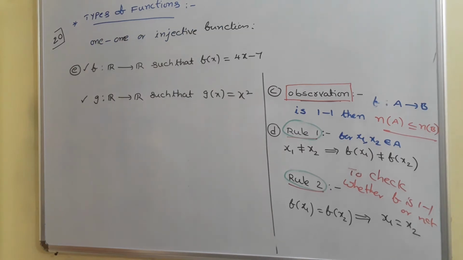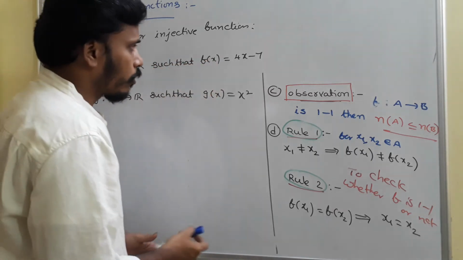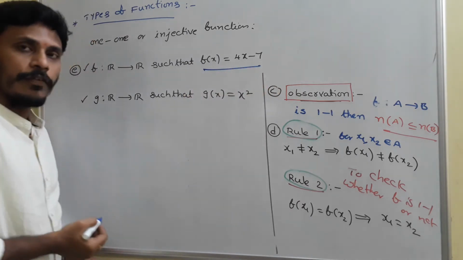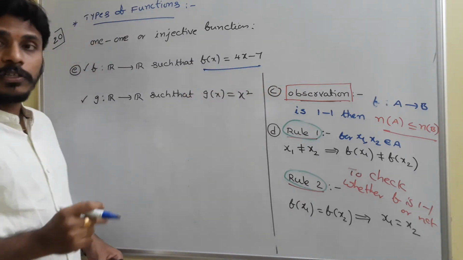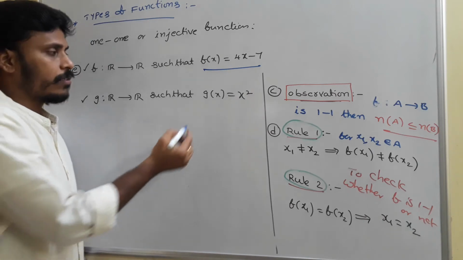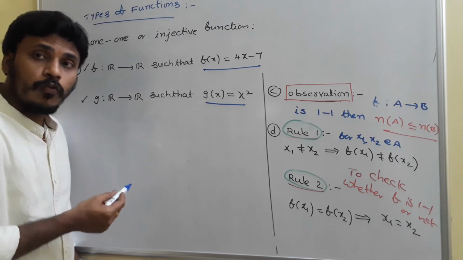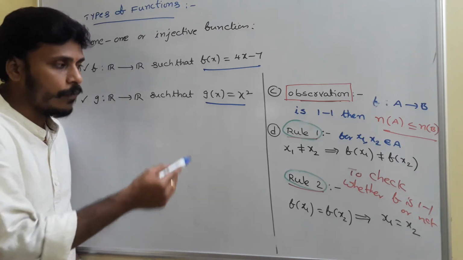Now, I have two examples on the board. f is a real function from R to R such that f of x is equals to 4x minus 7. Okay, this is one function with this definition. And g is another function again from R to R such that g of x is equals to x square. Now I need to check whether these two functions are one-one or not with our rules.